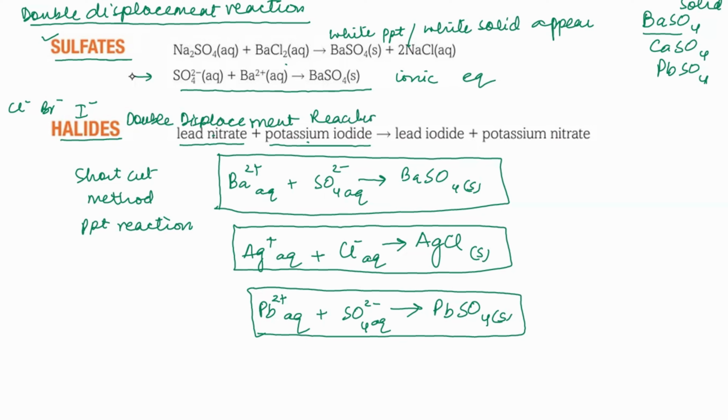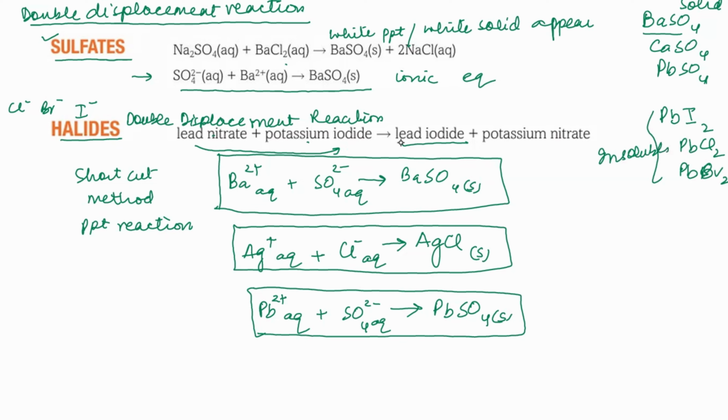A double displacement reaction. Their cations and anions will switch positions. So lead will combine with iodide, and potassium is going to combine with nitrate. Lead halide, meaning lead iodide, lead chloride or lead bromide, all the halides of lead are insoluble. So the solid product is formed along with the soluble nitrate. All the nitrates are soluble. So this is again an identification test.